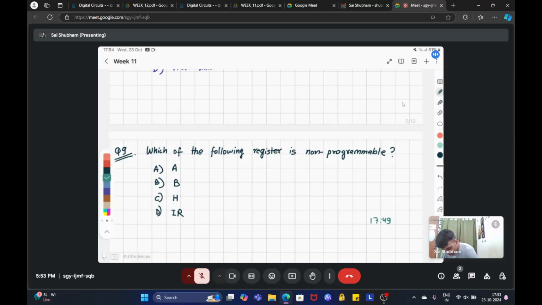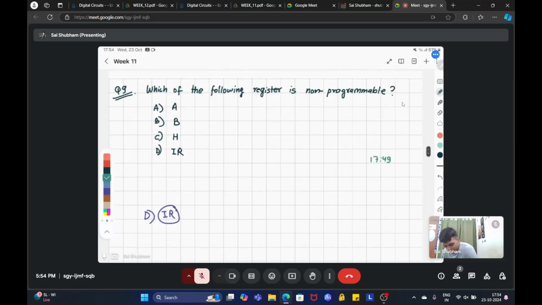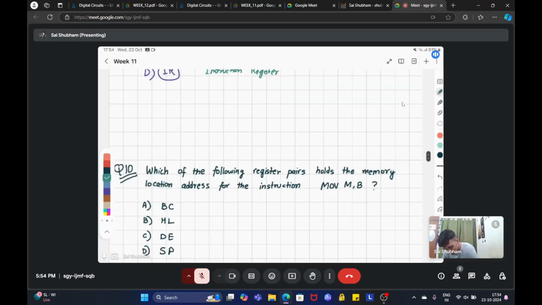So the register that is non-programmable is the IR register, which is your instruction register. So what is an instruction register? It is basically a temporary register that stores the instruction that needs to be executed, right? So A, B, H, these we can program, but IR we cannot. Moving on to the next question.